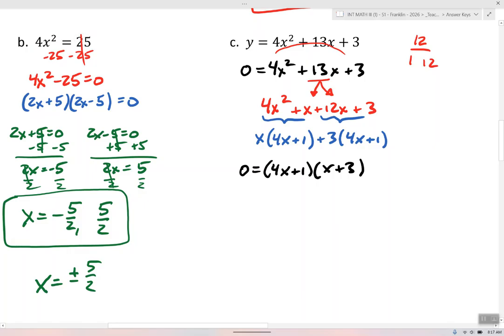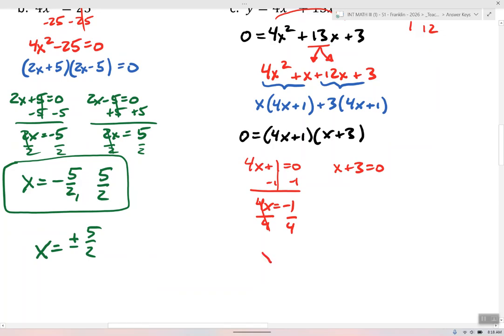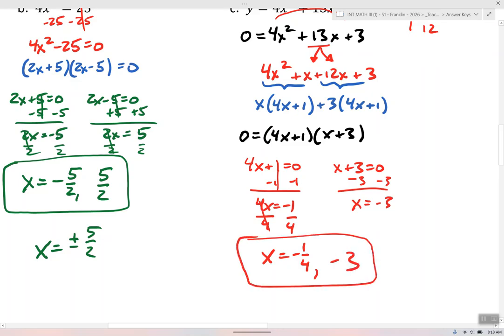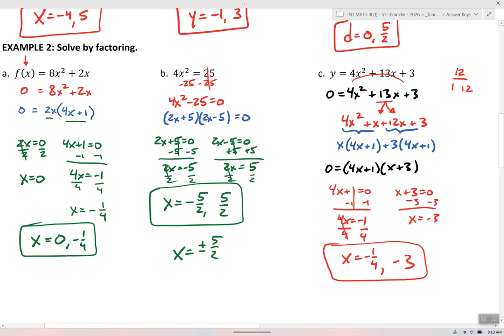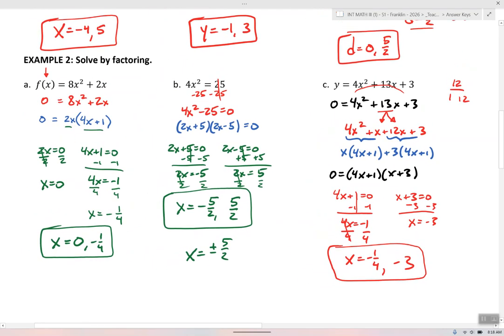Now that it's factored, we can set each factor equal to 0. 4x plus 1 equals 0, and x plus 3 equals 0, and solve. So subtract 1, divide by 4, and for this factor we get negative 1/4, and over here we'll just subtract 3, so x equals negative 3. So our solutions are negative 1/4 and negative 3. So factor each equation and then set each factor equal to 0 to find the solutions.